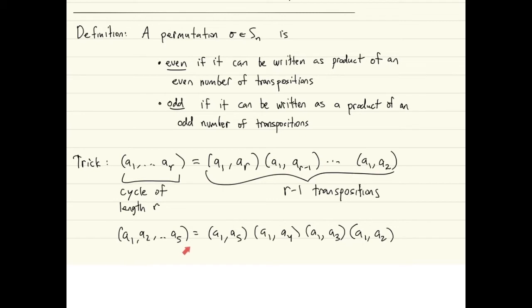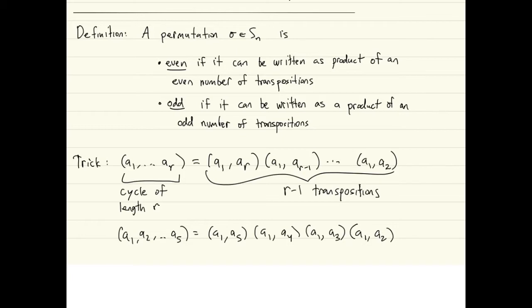Here's a little bit easier way to see this. In a particular example of r equals 5, you've got a 5-cycle, and this is a product of these transpositions. Namely, you take a1 and then work backwards forming these transpositions, and it's not obvious, but these two sides of the equation are equal to each other.